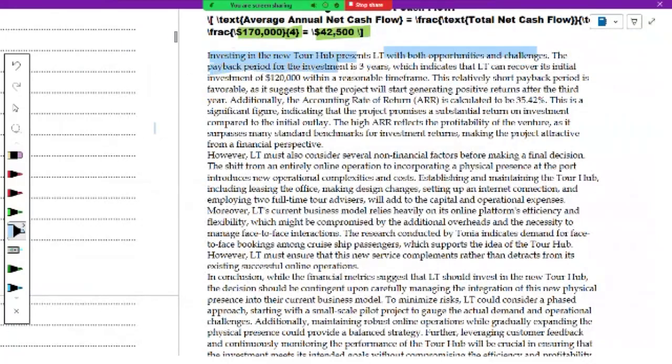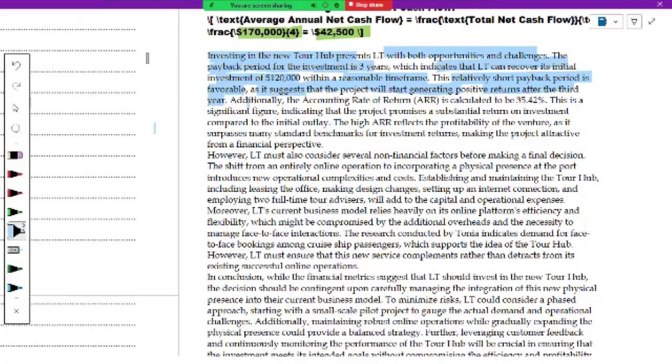The payback period for the investment is 3 years, which indicates that LT can recover its initial investment of $120,000 within a reasonable time frame. This relatively short payback period is favorable, as it suggests that the project will start generating positive returns after the third year. So this is a positive thing about investing in this tour hub.